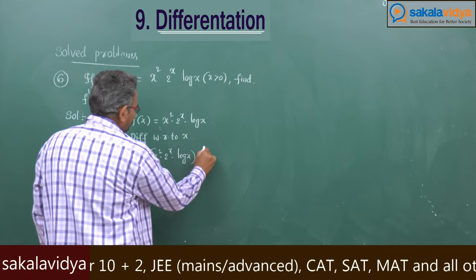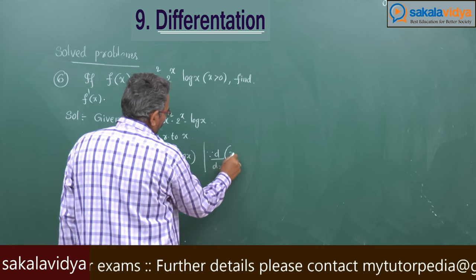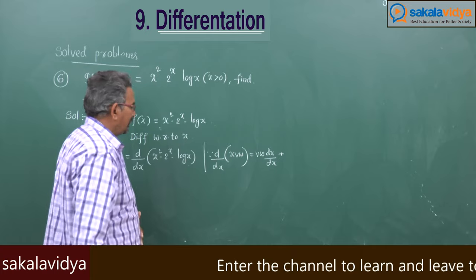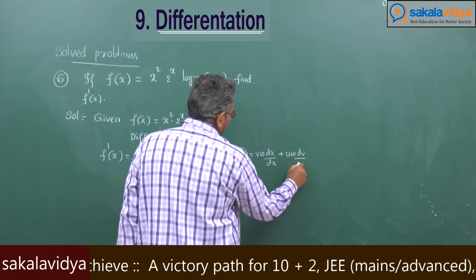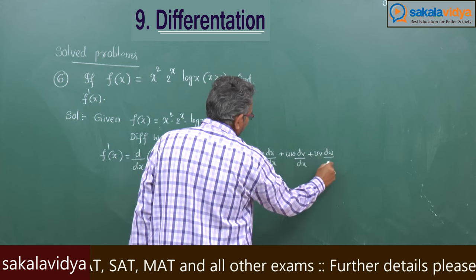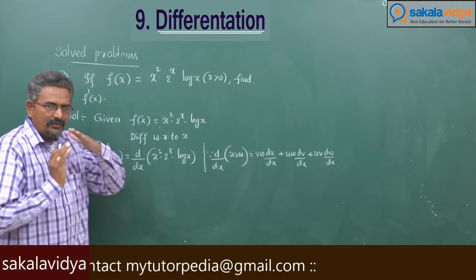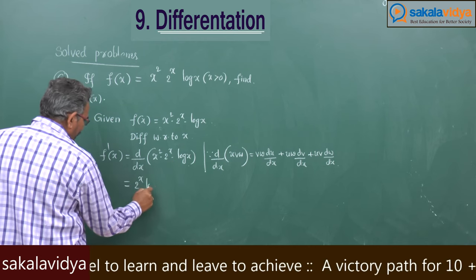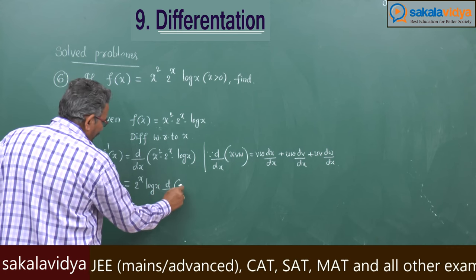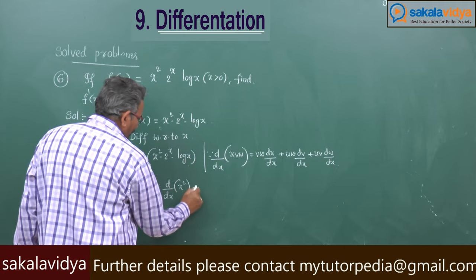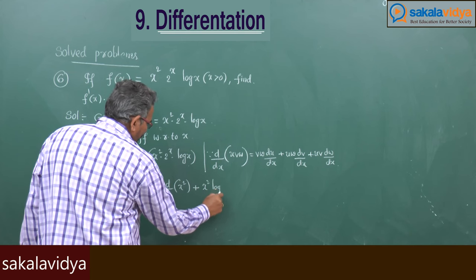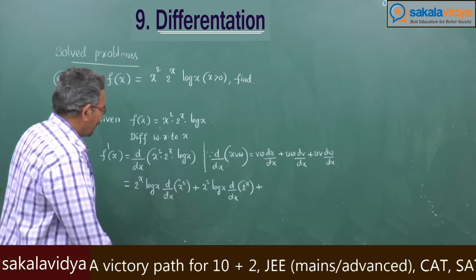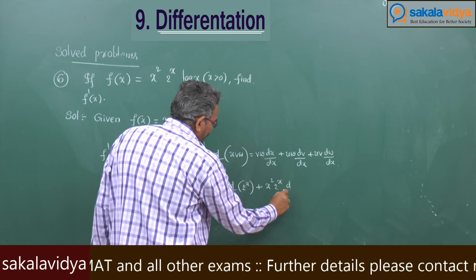So we have the formula for d by dx of u v w. That means v w into du by dx plus u w into dv by dx plus u v dw by dx. So that means, just if you visualize, this is u, this is v, this is w. First is v w. V w means 2 power x into log x into d by dx of x square. Am I correct? Plus u w. U w means x square into log x, d by dx of 2 power x. Plus next u v. U v means x square into 2 power x. So x square into 2 power x d by dx of log x.